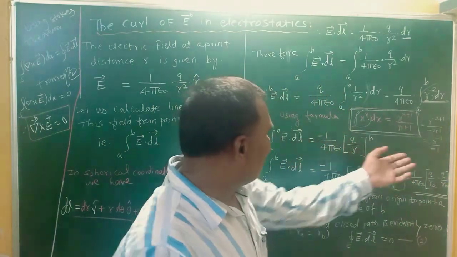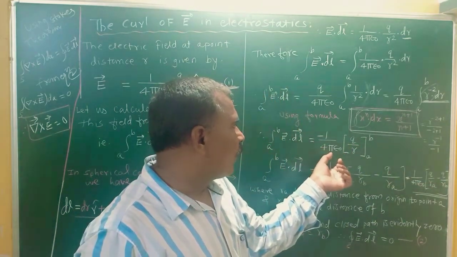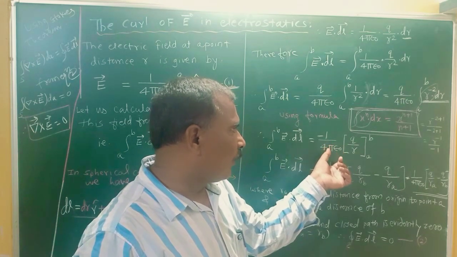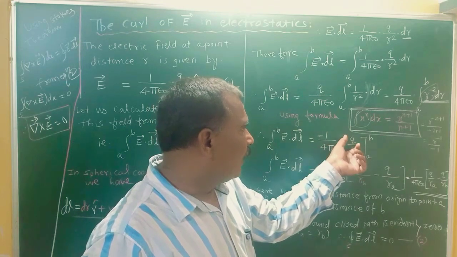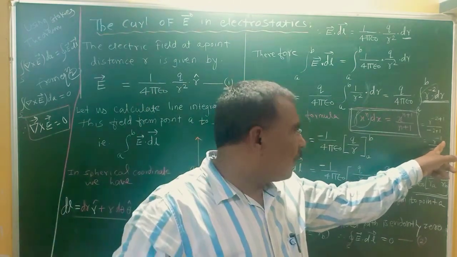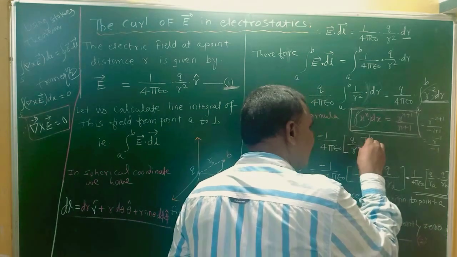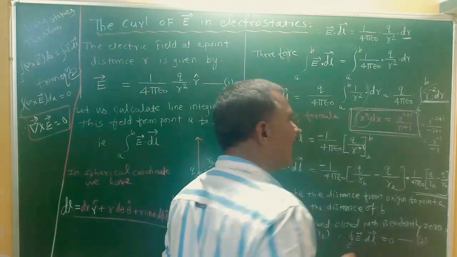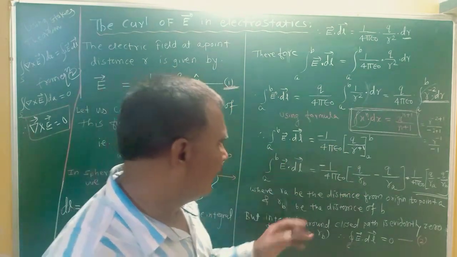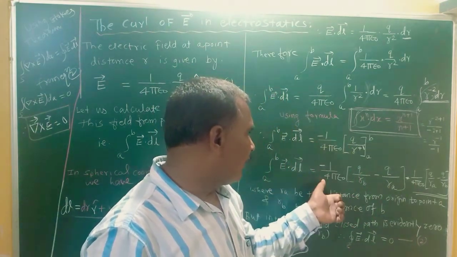And then we have to take this sign. Minus 1 is here, that is minus 1 upon 4 pi epsilon 0, and in the bracket we have q divided by r raised to minus 1. When r raised to minus 1 comes in the denominator, it becomes r raised to plus 1. So this is 1 minus 1 upon 4 pi epsilon 0.